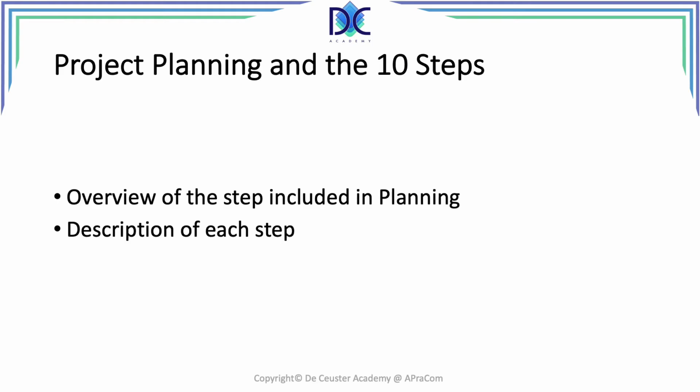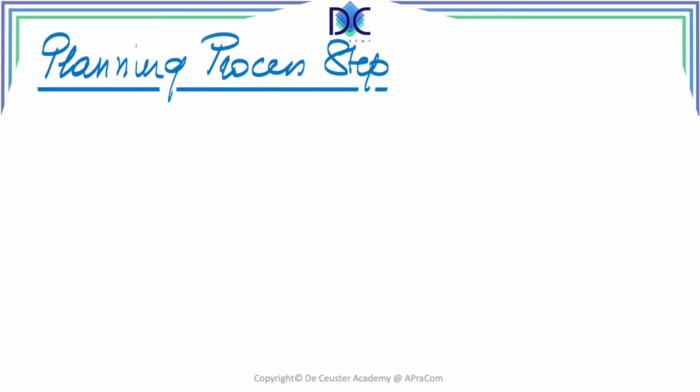Now we're continuing with the 10-step approach, and we look at the part of the 10 steps in the planning process step. We look at, first of all, the different steps that are included in planning, and then I will look deeper into each step so that you have an idea of all the actions that we have to take, all the things that have to be done during each step. So we have the planning process step.